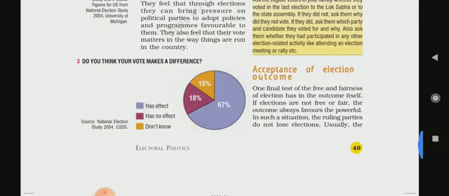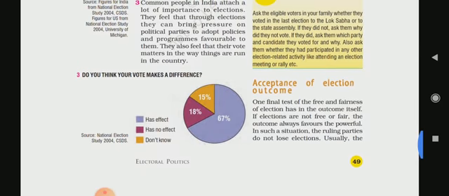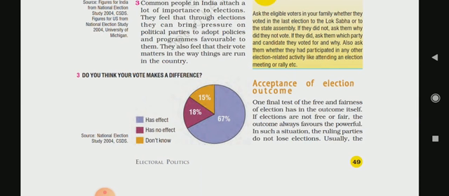And next we'll talk about the acceptance of election outcomes. So what is this, students? Here are some expectations of election outcomes. So the final test of the free and fairness of election lies in the outcome itself.